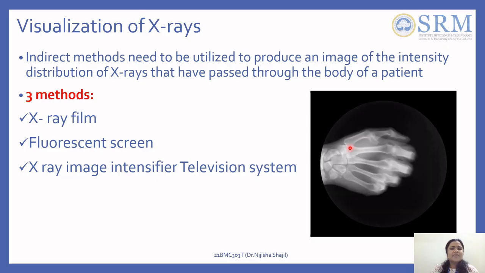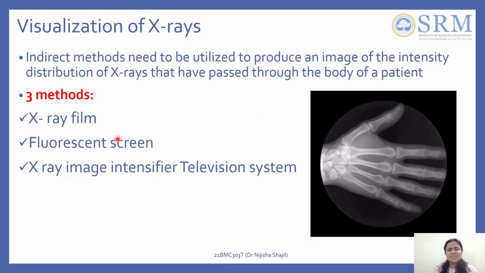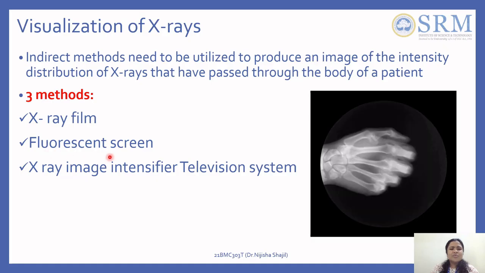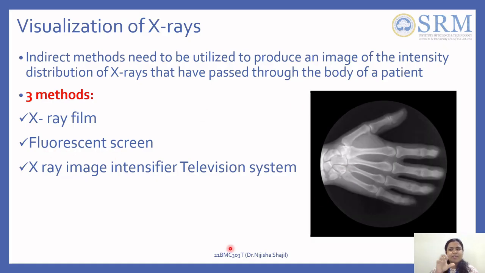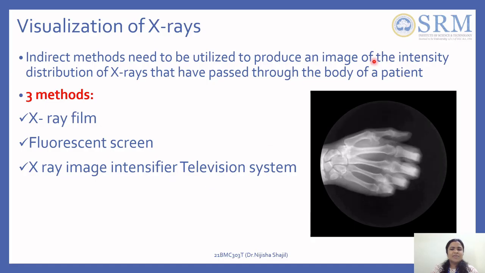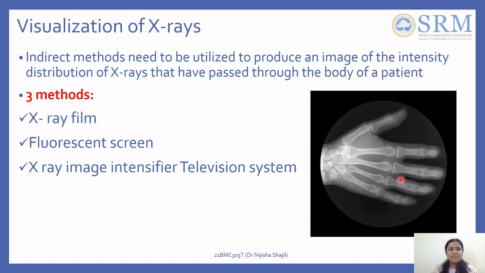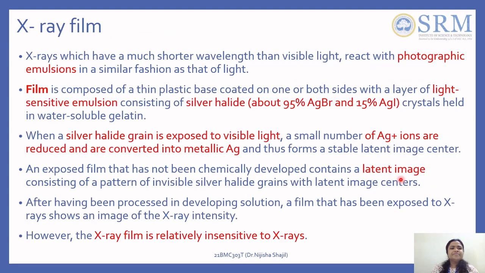There are three ways in which I can visualize it. One way is with the help of an X-ray film, which all of you who have taken X-rays can see, and that is one way. The second is a fluorescent screen, like people who have used DSO can see. The third one is with the help of an X-ray image intensifier TV. This is nothing but real time you are going to see it. So these are the three ways in which you can visualize it.